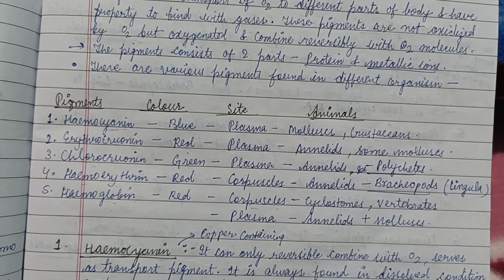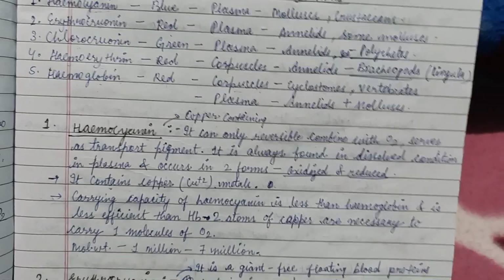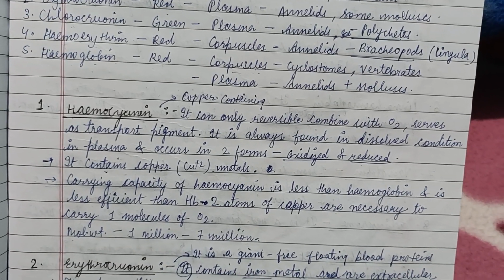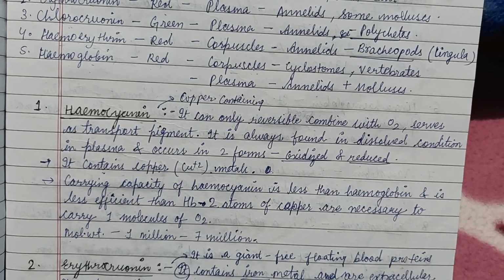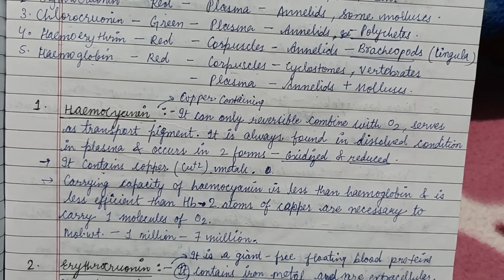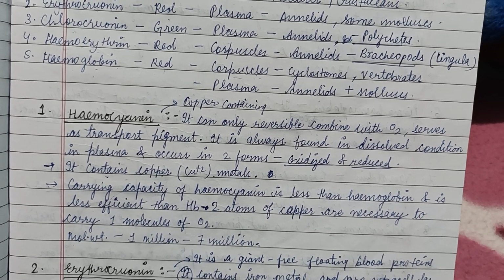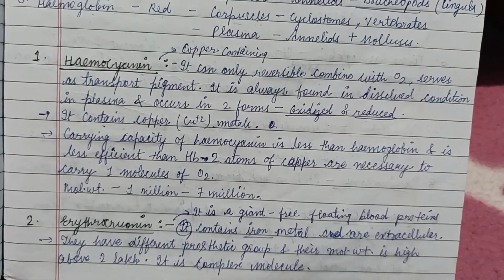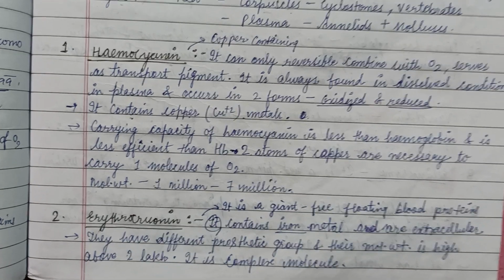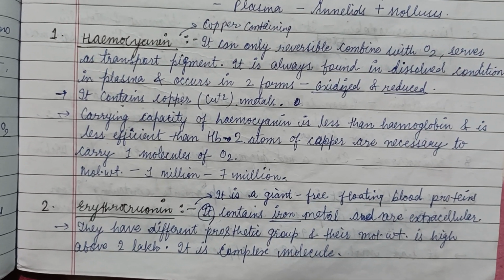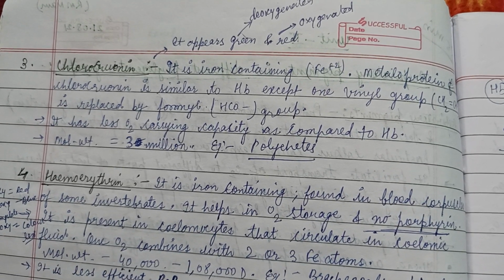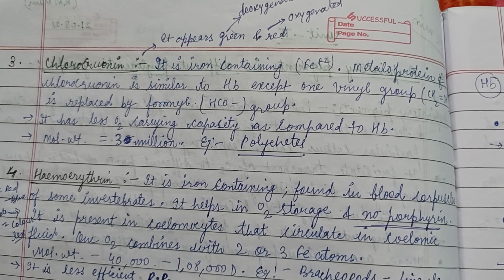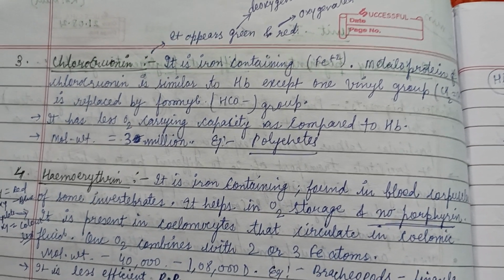So here are some details. First of all, we have to look at hemocyanin. Hemocyanin is a copper containing pigment, and its molecular weight is about 1 to 7 million, and it has a lower carrying capacity in comparison to hemoglobin. So here is erythrocruorin, which is an iron containing pigment and has a molecular weight of about 2 lakhs.